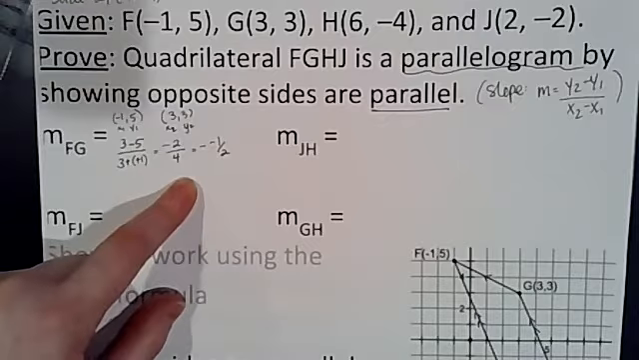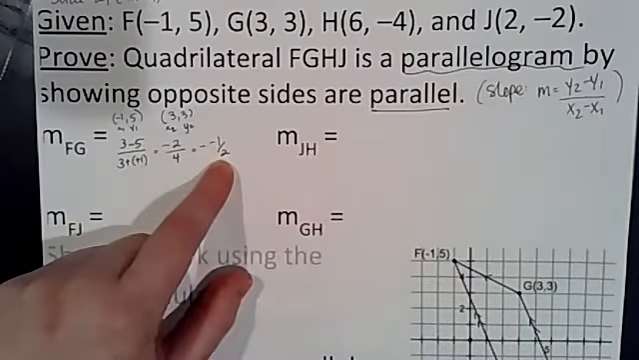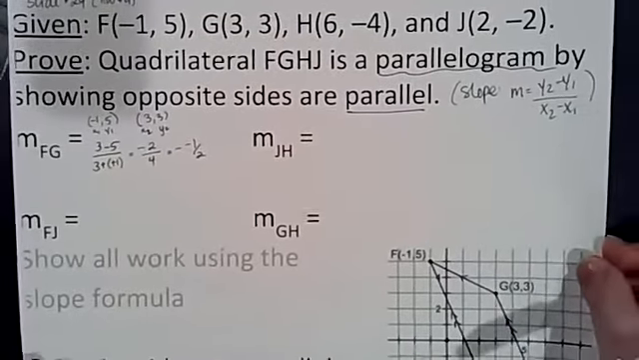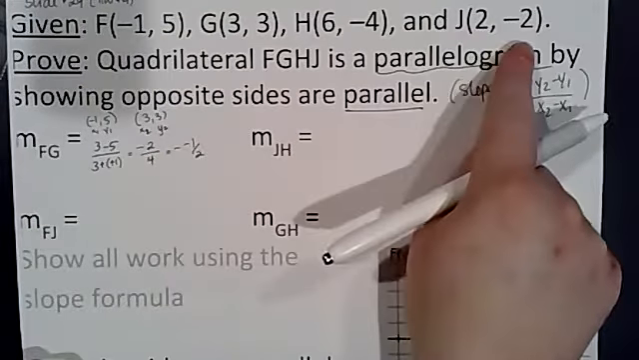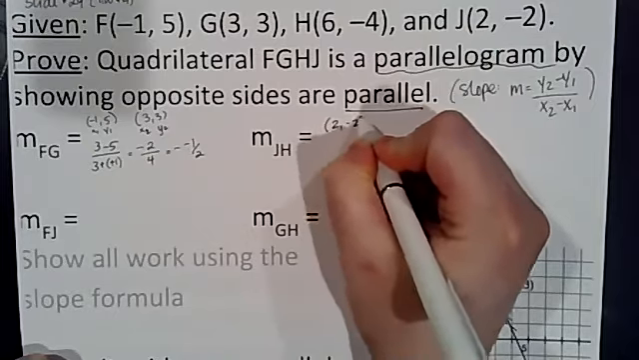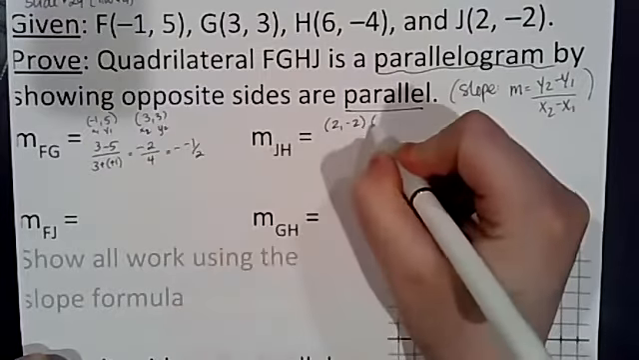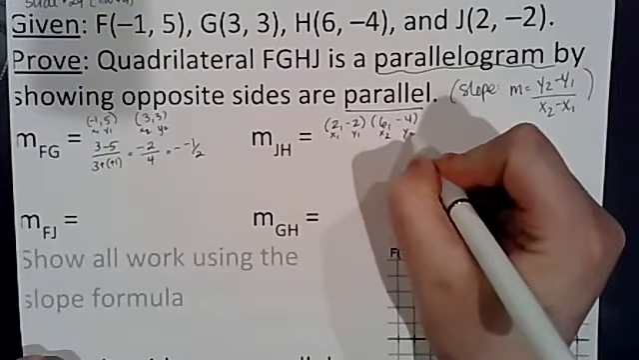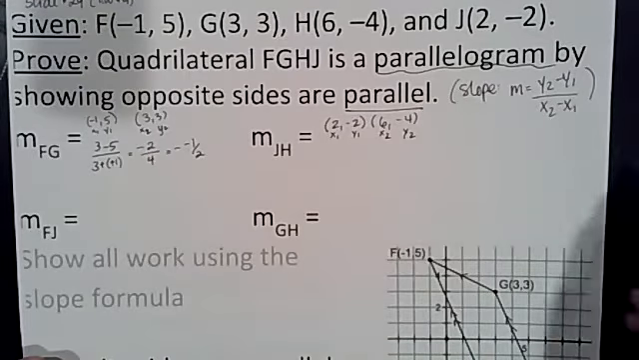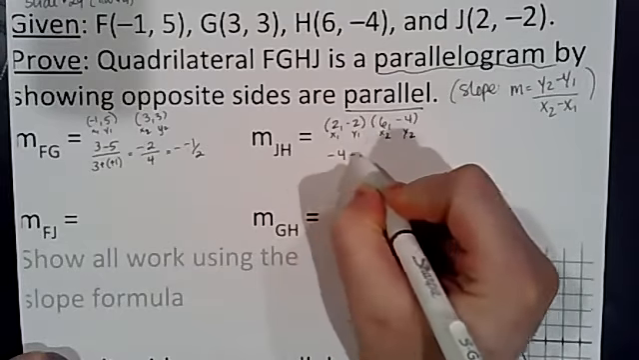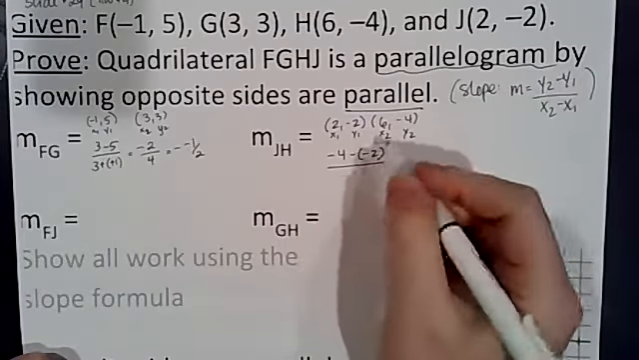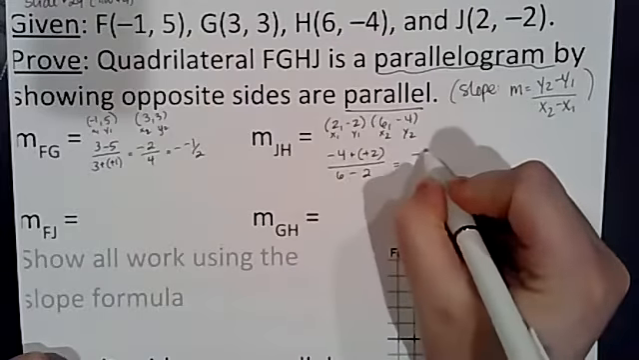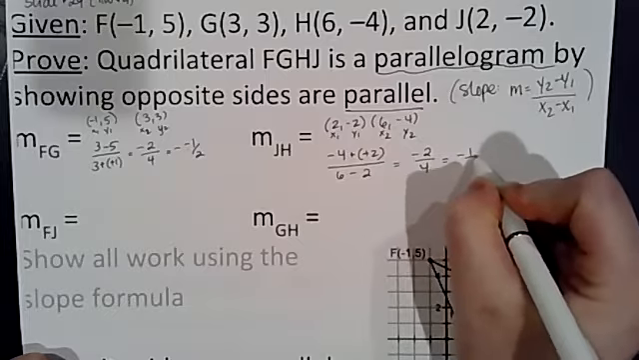Now to prove that they're parallel, they have to have the same slope. So -1 over 2 should be the same answer here. Again, doing the same: the coordinate for J is 2, -2, and the coordinate for H is 6, -4. X1, Y1, X2, Y2. Then we plug into the formula. We get -4 minus -2 over 6 minus 2. This turns into addition. I get -2 over 4, which results in -1 over 2.